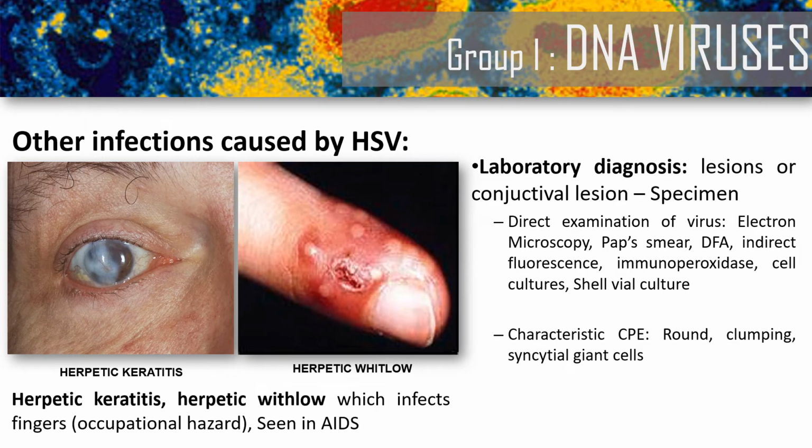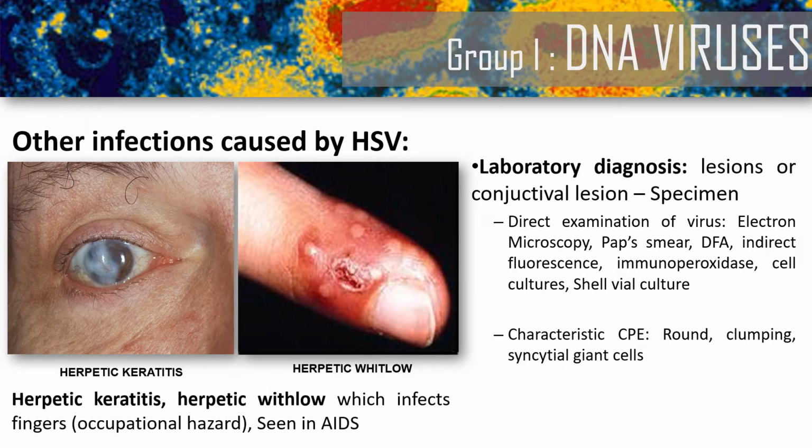For the laboratory diagnosis, class, you have your lesion or conjunctival lesions. So pwede natin siyang kunin as specimen. And then direct examination of your virus, we can use your electron microscope. Pwede din Pap smear, or direct fluorescence assay, indirect fluorescence, at saka immunoperoxidase. For your ELISA, we can use this one, cell cultures and shell vial culture.